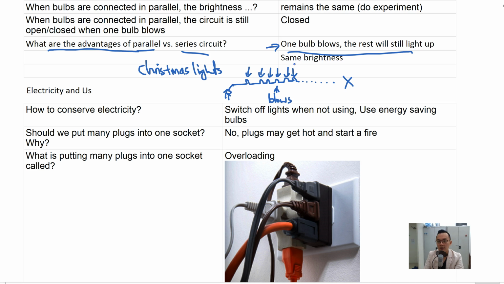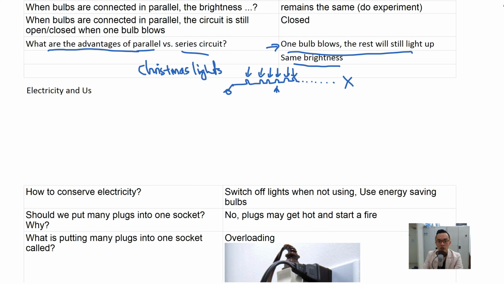The other one is same brightness for parallel circuits, so that's why it's also more advantageous. So question, same brightness, right? If I put a battery here, and a light bulb here, here, and here, theoretically, if I put them in parallel, they will have the same brightness. So can I put up to 1,000? No, might as well put 1,000,000 light bulbs and they'll have the same brightness, and then using one battery, I can light up the whole world. Is that correct? No, that's not correct.